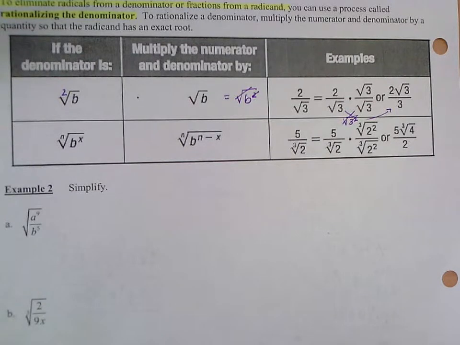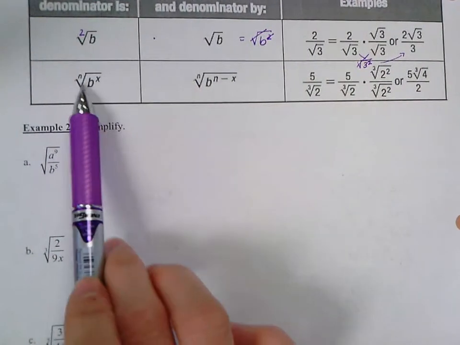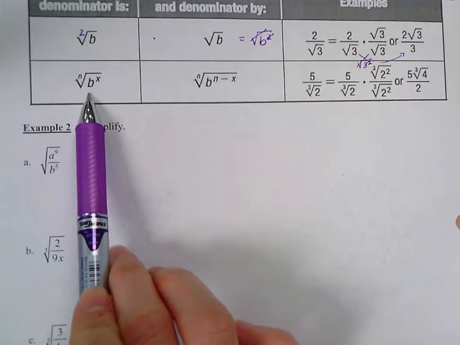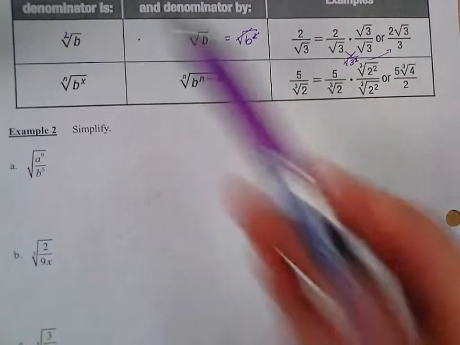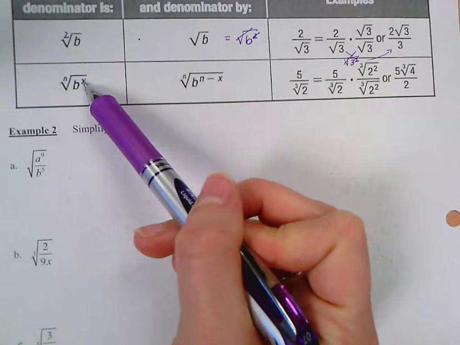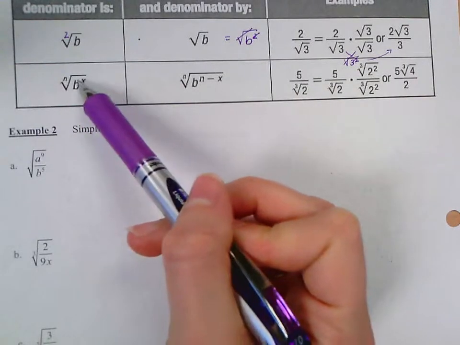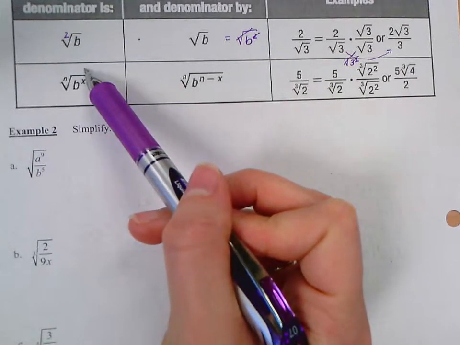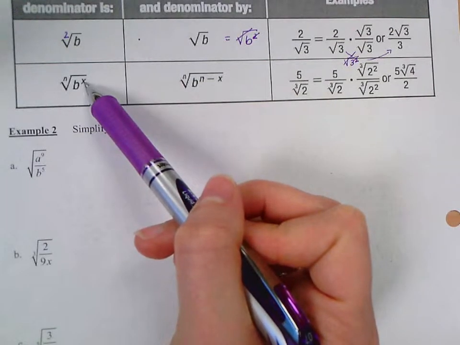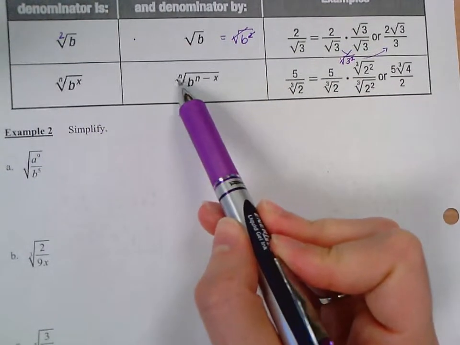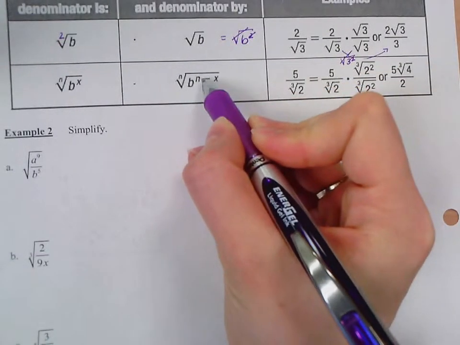But when you have a different root, it's not as simple. So if I have the nth root of, again, b to some power of x, I want the power in the end. I want this power on b to equal the index so that the power and the radical cancel out. So if this n was a 3, I would want this to be b cubed. So notice it's saying to multiply by the nth root of b to the n minus x.